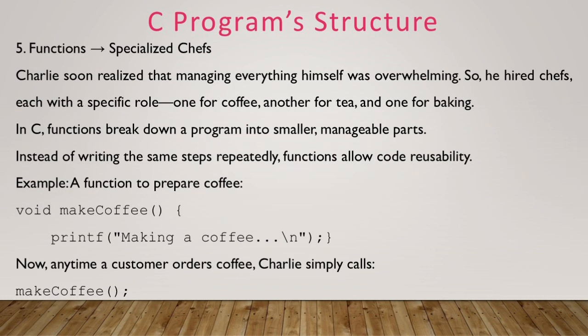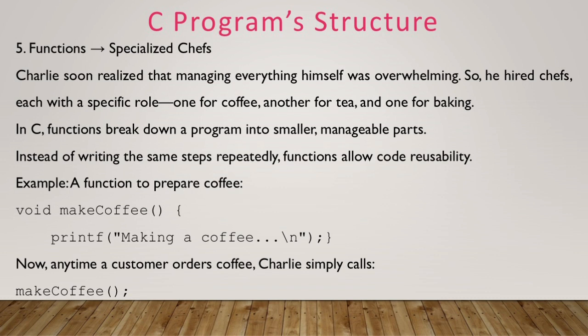So let's move on to the fifth part. The fifth part is functions. Functions can be compared with specialized chefs. Charlie soon realizes that managing everything himself is very difficult. So he hires chefs with specific roles. Maybe one chef will make coffee, another will make tea, and another is for baking. Even in the photo we have seen two other subordinates along with him.